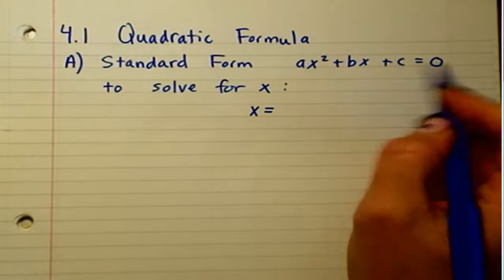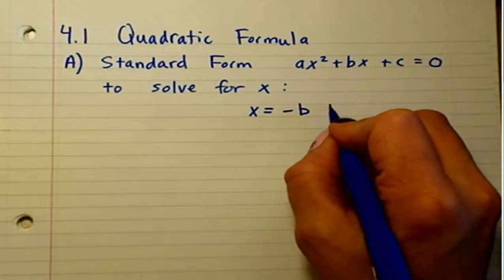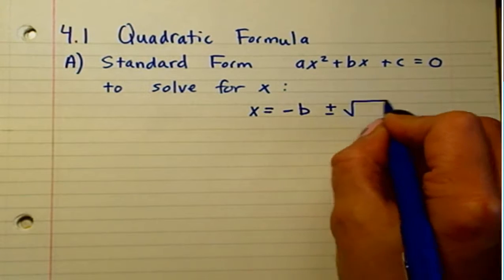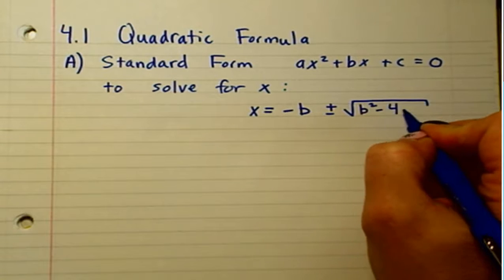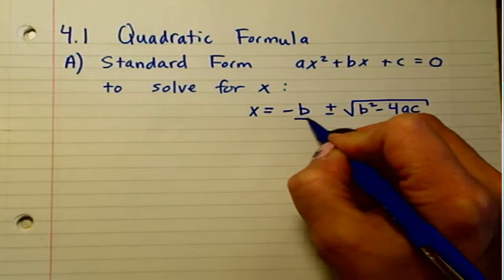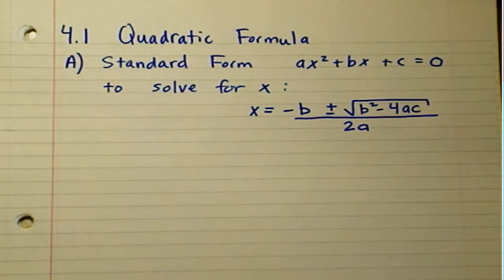So given this standard form, the solution is opposite b plus or minus the square root of b squared minus 4ac, all over 2a. Okay, that's your quadratic formula. That is one way to actually solve a quadratic equation. Not isolating, not factoring, not completing the square. Quadratic formula. It's plug and chug.